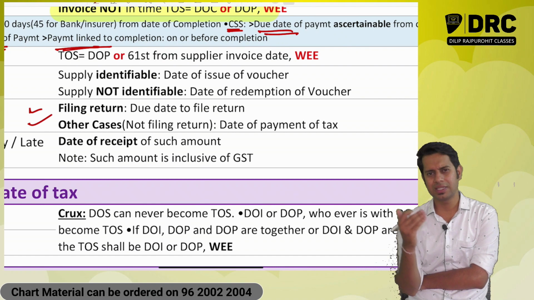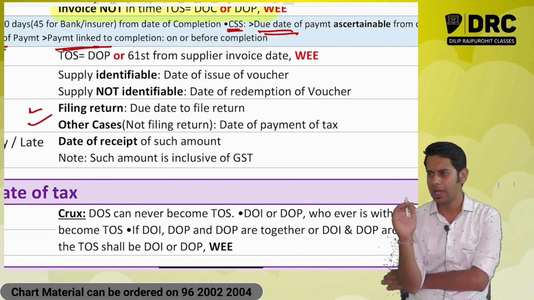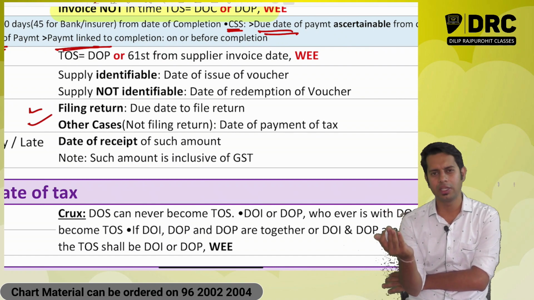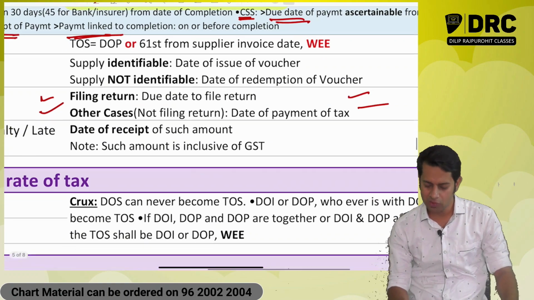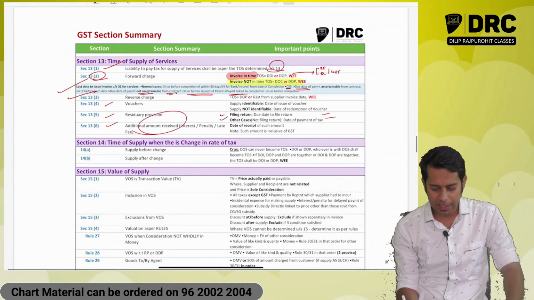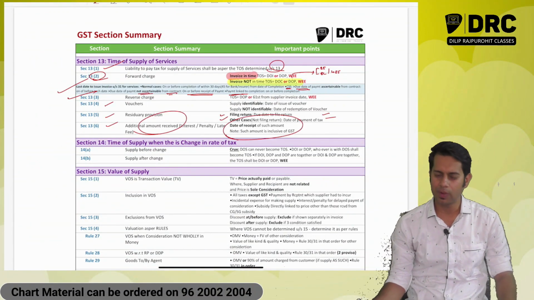Residual cases, section 13 subsection 5 talks about residual cases. If you are a person who is liable to file the returns, that is if you are a registered person, the due date of filing return. In all other cases, the date of making the payment of taxes will be taken as time of supply. For interest, penalty, late fee, for delayed payment of consideration, the date of receipt of such amount.